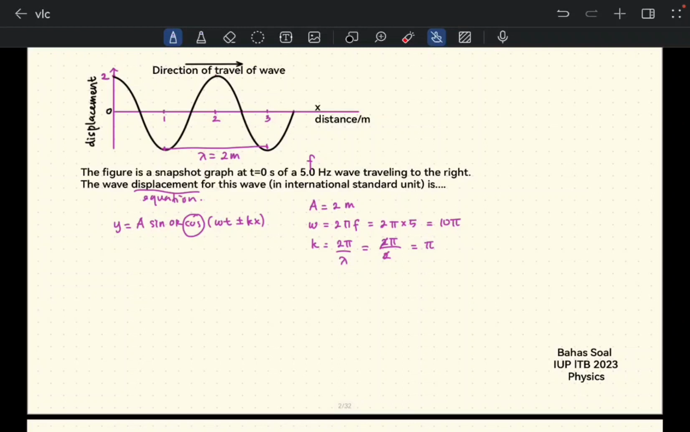Now we can determine the equation. y equals 2, we use cosine, and 10 pi t. Since the wave travels to the right, we use minus. k is pi x. So this is the wave equation.